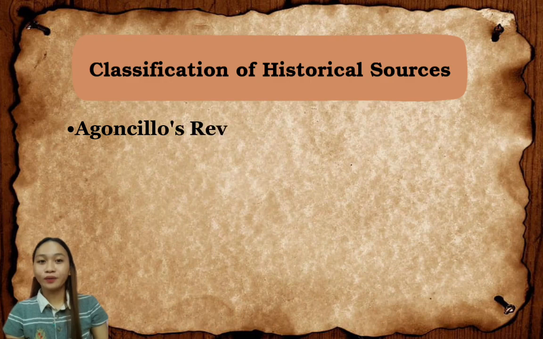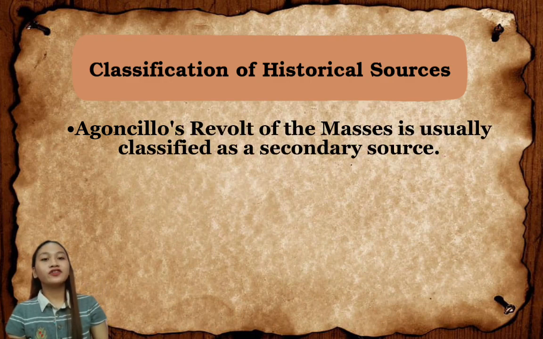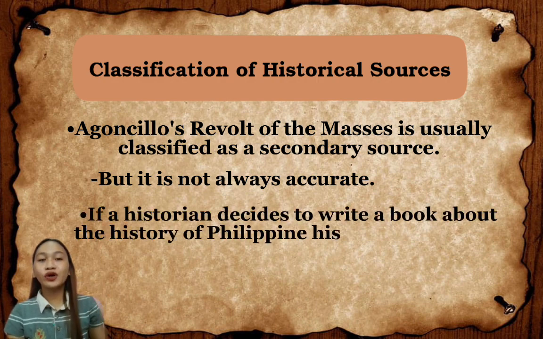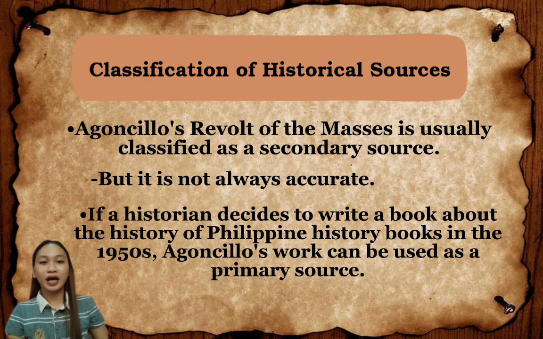For example, Agoncillo's Revolt of the Masses is usually classified as a secondary source. While this classification is common, it is not always accurate. If a historian decides to write a book about the history of Philippine history books in the 1950s, Agoncillo's work can be used as a primary source.